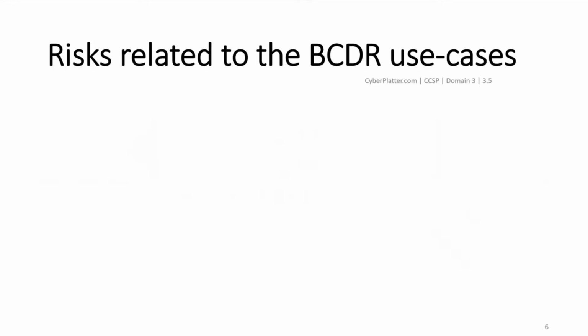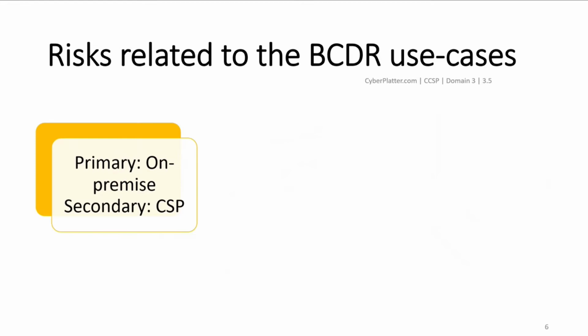The next one is risks related to the BCDR use cases. There are three types of use cases. The first one is primary on-prem, secondary cloud service provider. If the organization maintains its own traditional IT data center for the primary production environment, BCDR plans can include the use of a cloud service provider as the backup.